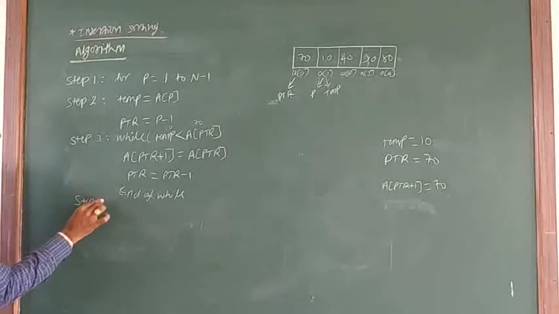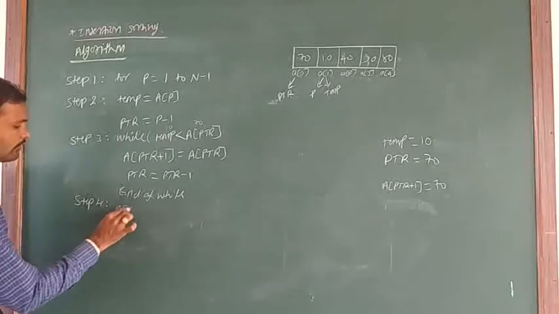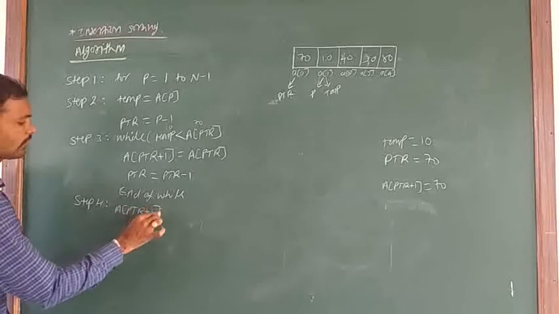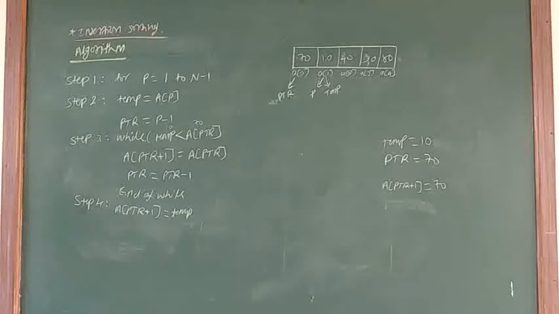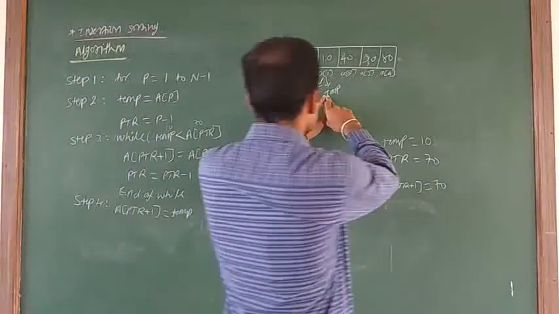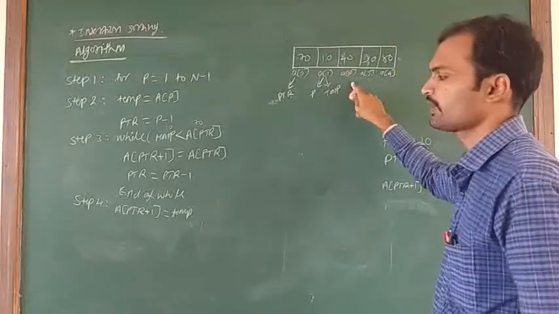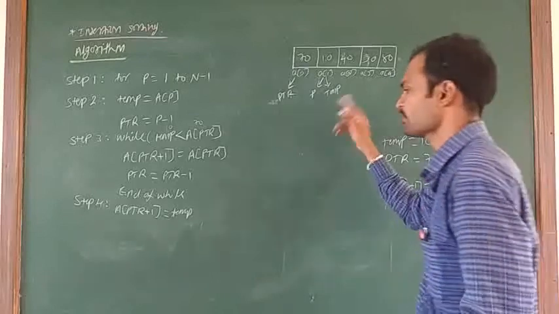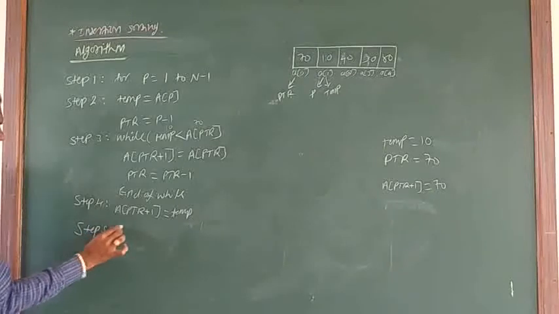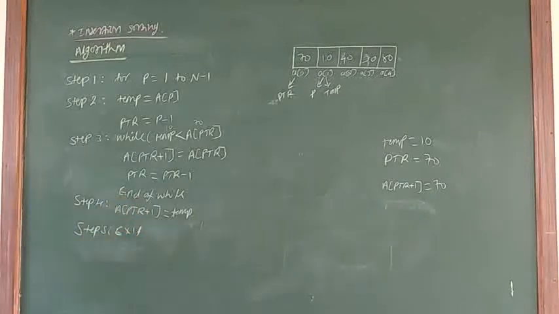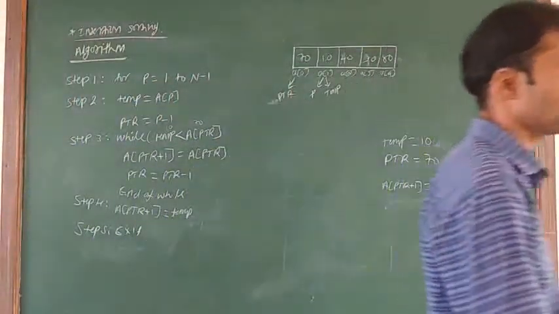Step 4: A of PTR plus 1 is equal to temporary. If the next value has the temporary, the next value becomes PTR plus 1. Exit. So this is about our second method, the second method of the algorithm.